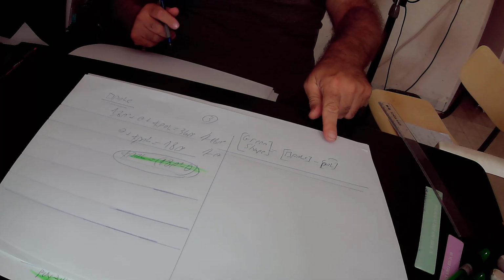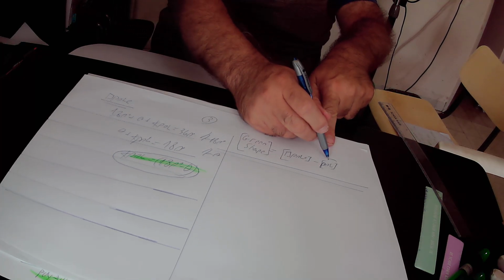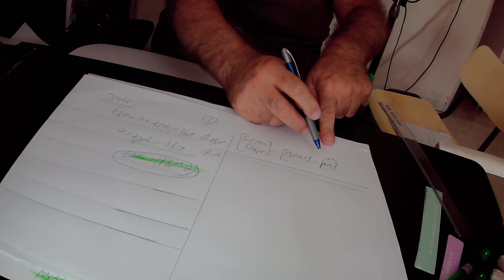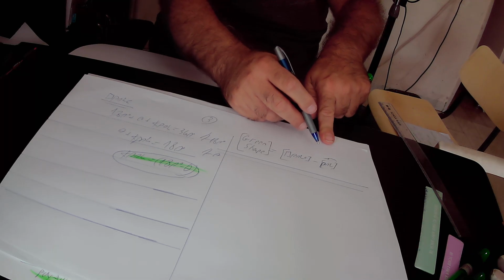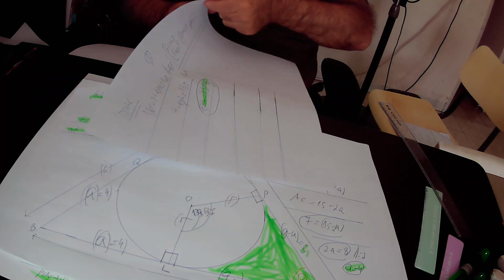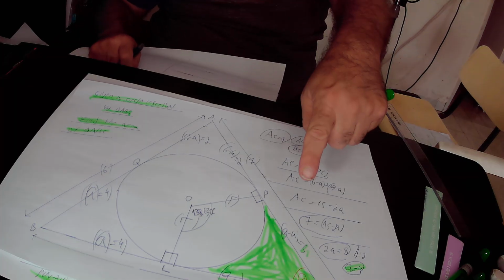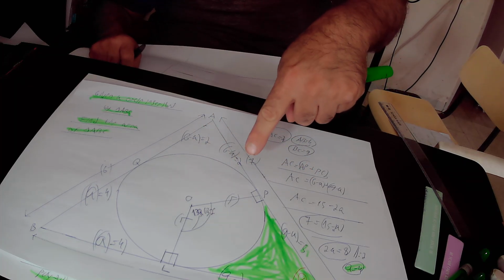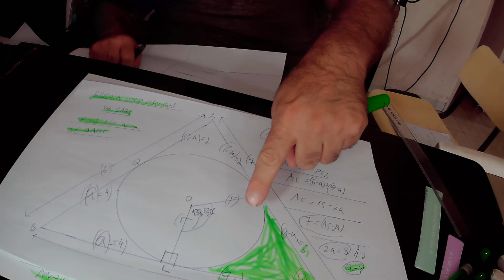The rounded line above POL is the sign for the sector. This means this sector POL. And again, the area of the green shape equals the area of quadrangle POLC minus the area of this sector POL.